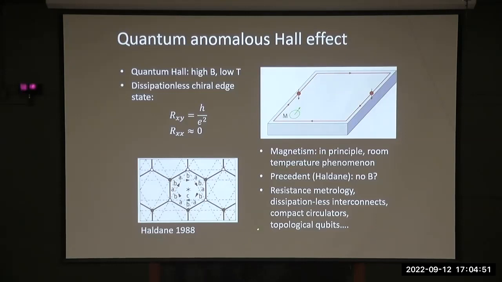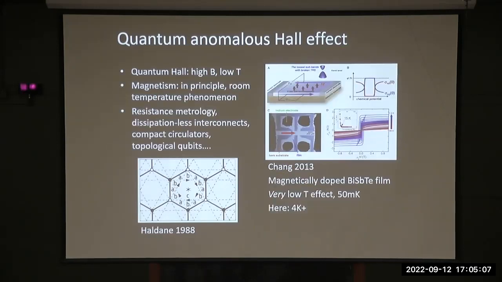And there are various uses for these types of things that people have imagined, most prosaically resistance metrology, but maybe microwave circulators, doing all kinds of other dissipationless interconnects, topological qubits with the right combination and so on. And this effect was realized actually in a totally different set of systems in 2013 using magnetic doping of thin films with strong spin orbit coupling.